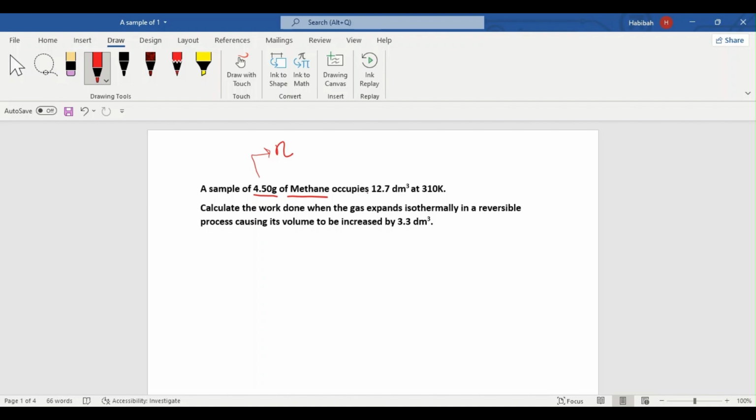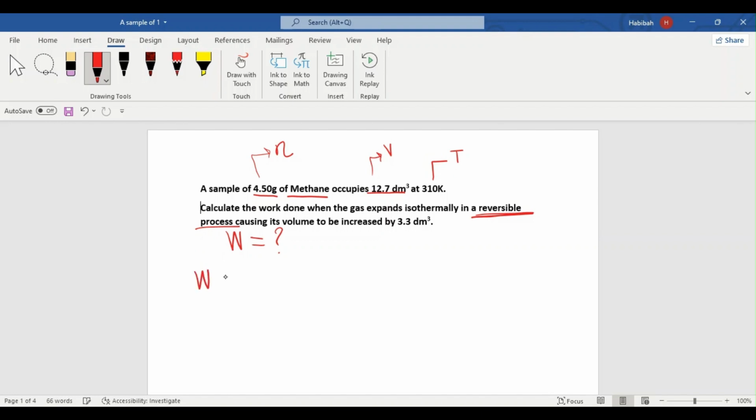And then you're told that it occupies 12.7 dm cubed, which is the volume, at 310 Kelvin. So this is the temperature. Calculate the work done. We're asked to calculate work when the gas expands isothermally in a reversible process. This is good because this is the key information we need to solve this. It's possible for a gas to expand isothermally when dealing with a question that asks us to solve against constant external pressure. But because they said this is a reversible process, they've made our work easy because now we can just write down the formula.